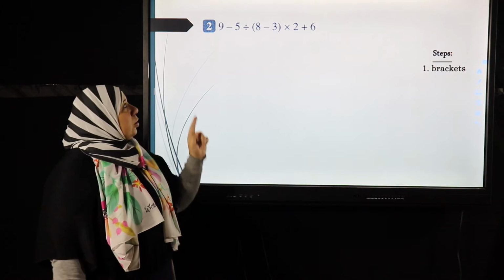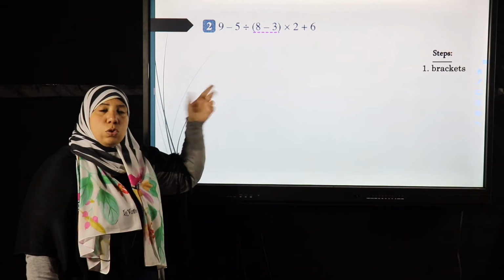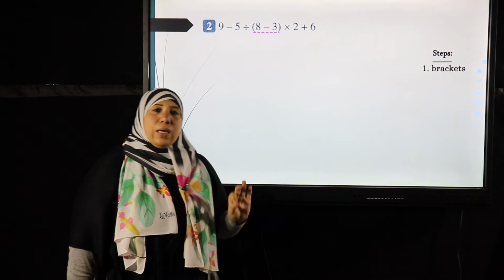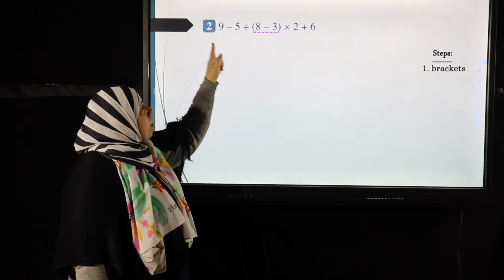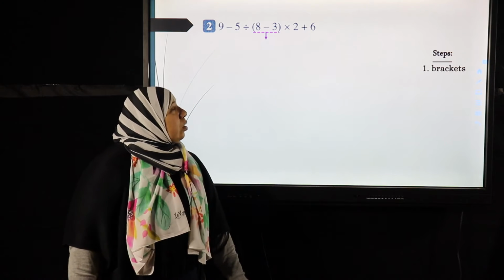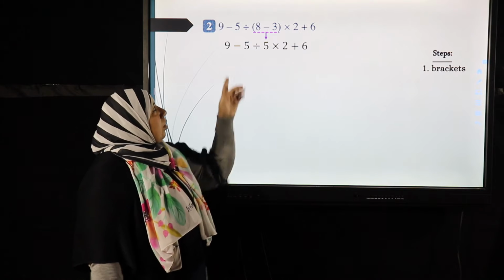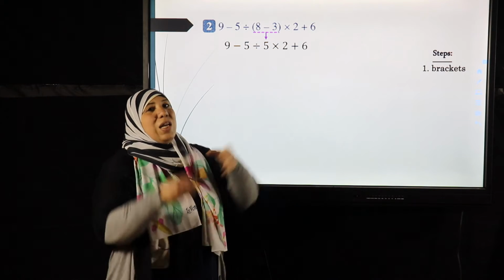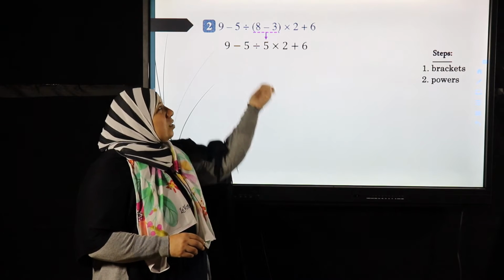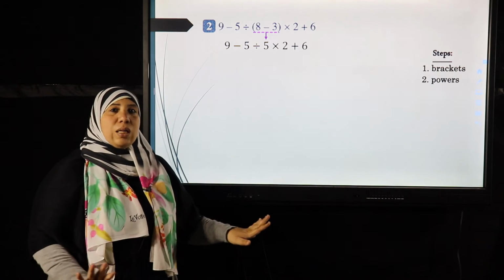But don't make 8 minus 3 equal 5 and write it first. No, every number will go to its place. So 9 minus 5, I didn't make it yet, so it will go down. The only operation that will be done here is 8 minus 3, which will be 5 in its place. Here, 9 minus 5 divided by the answer times 2 plus 6 as it is. I didn't make them yet.